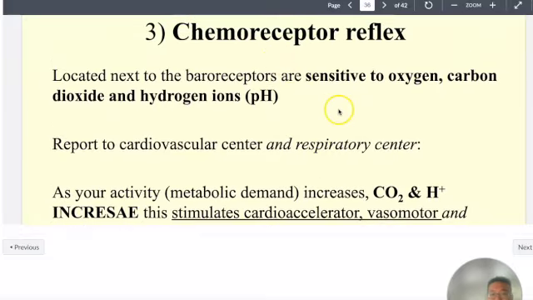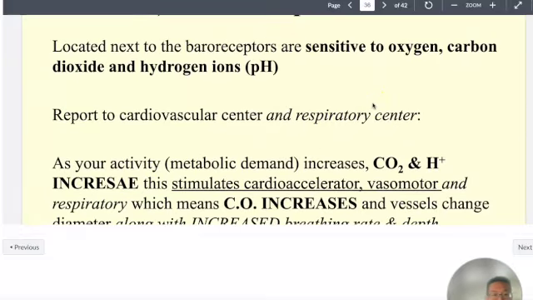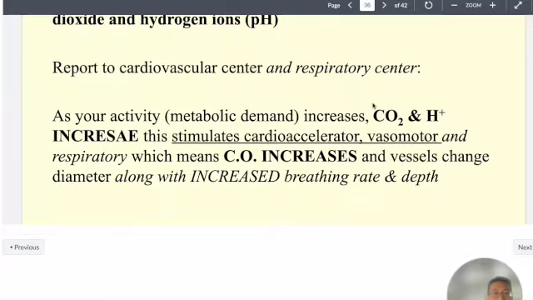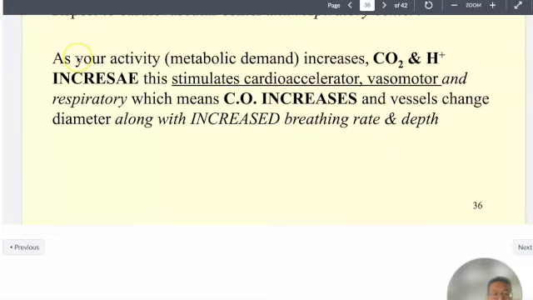Chemoreceptors, chemo of course senses oxygen, carbon dioxide, and hydrogen ion. As your activity increases, the more activity you do, you have an increase in CO2 because it's a waste product, and hydrogen ion increases. This stimulates the cardioaccelerator. It will pump faster, cardiac output increases, and vessels change in diameter, so more blood will get out.